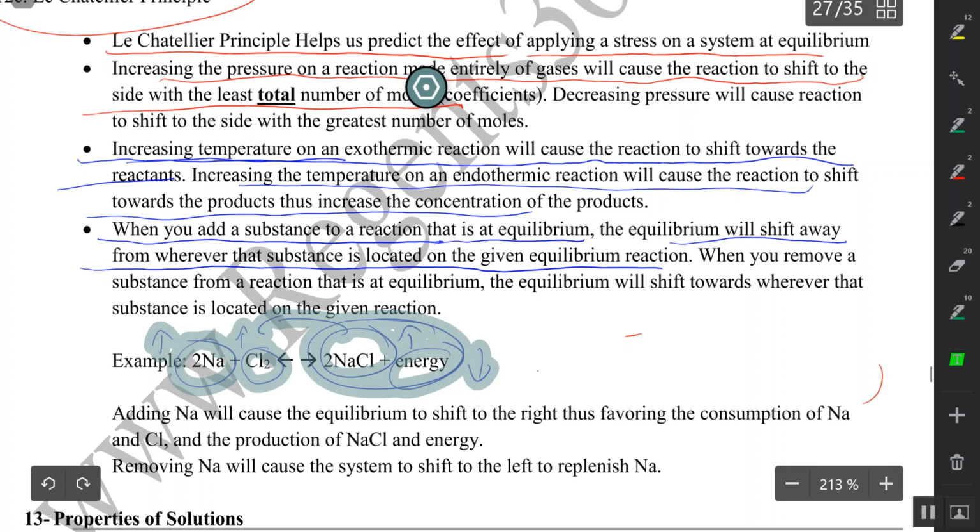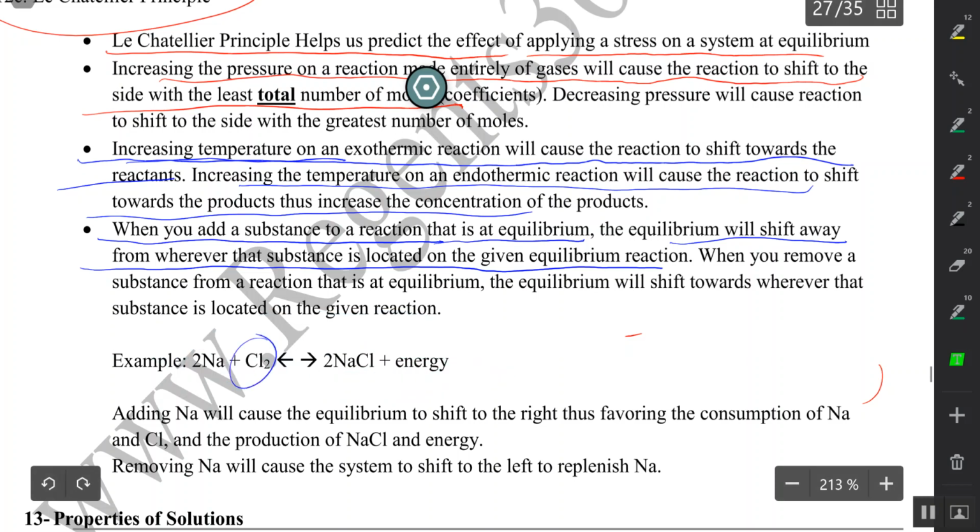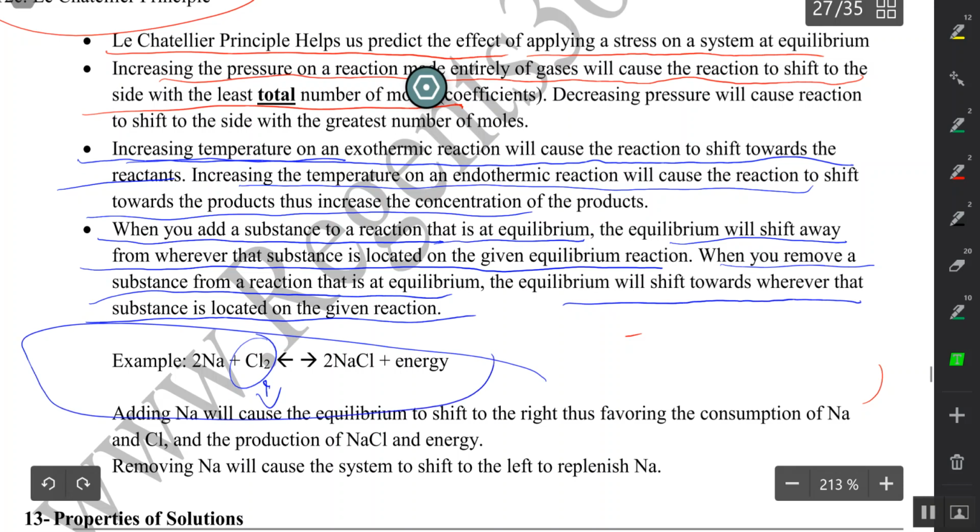On the other hand, if I decrease the concentration of, let's say, chlorine, when you remove a substance from a reaction, the equilibrium will shift towards whatever side that substance is located on in the given reaction. So here's the given reaction. When I remove chlorine or decrease its concentration, the system will move towards chlorine. So the system will shift that way. What does that mean? Everything here is going to decrease, and then Na here is going to increase, and chlorine is going to be replenished to restore equilibrium.